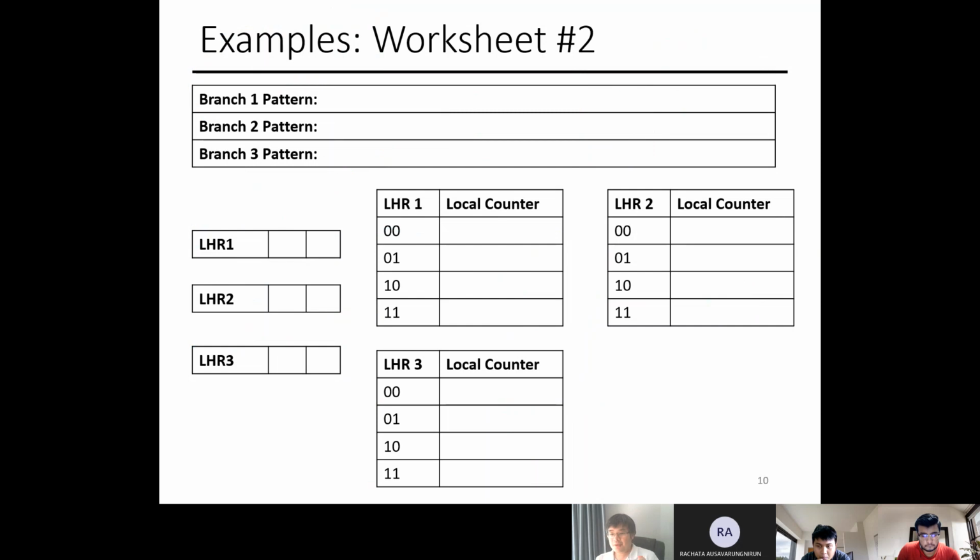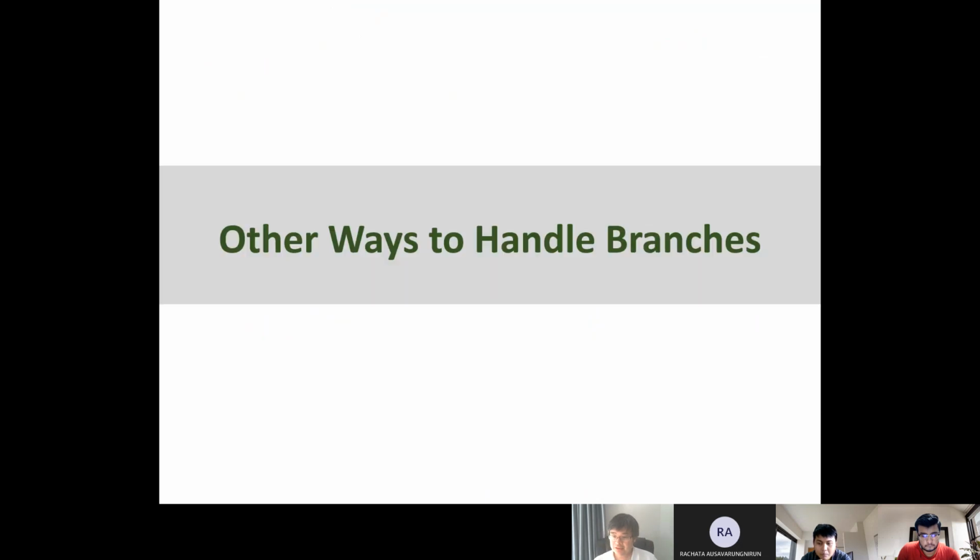All right, so that's how you handle branch prediction. The other way, so we're going to continue on to what else can I do to handle branches? Any questions?